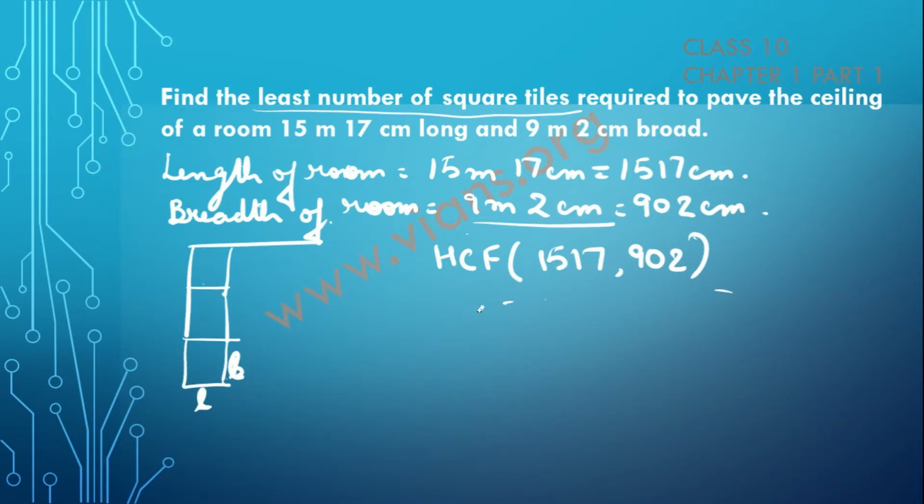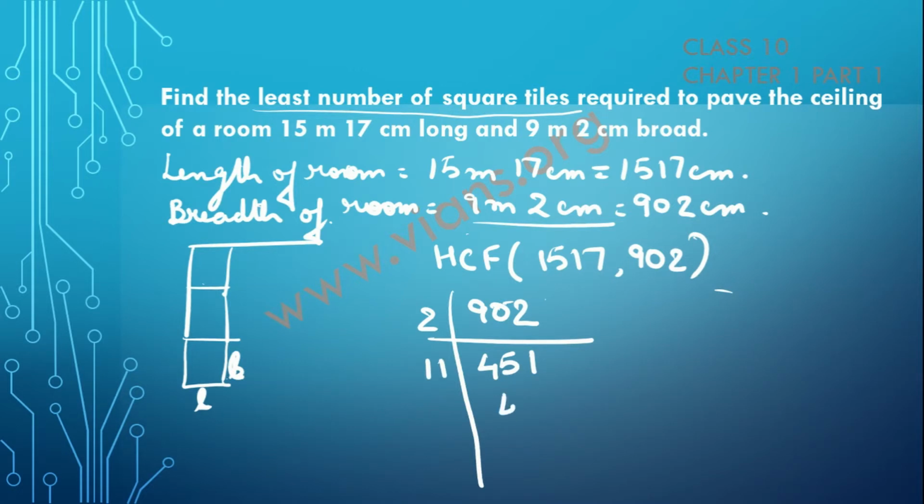So let's find first of all the HCF factors. For that we need to do prime factorization. Let's do prime factorization for 902. This ends with 2, so it has to be divisible by 2. 2 4s are 8, 2 5s are 10, 2 1s are 2, right? This is 11, 4s are 44, remaining 1, 11 1s are 11, correct? And well, this is just divisible by 41.